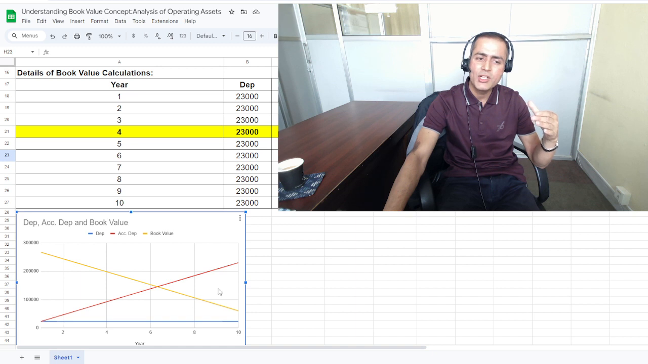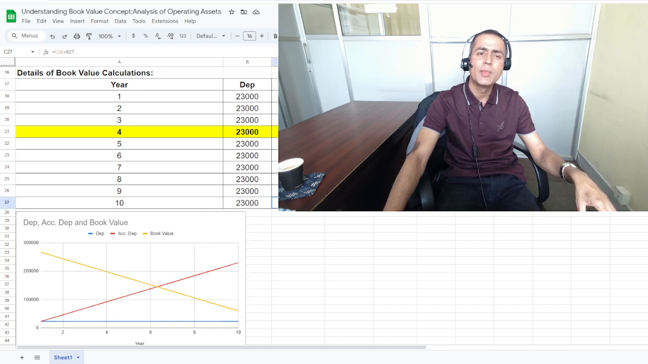While what about the accumulated depreciation? Look at this value. Our accumulated depreciation in the last figure is 2,30,000. Okay, as we did it.